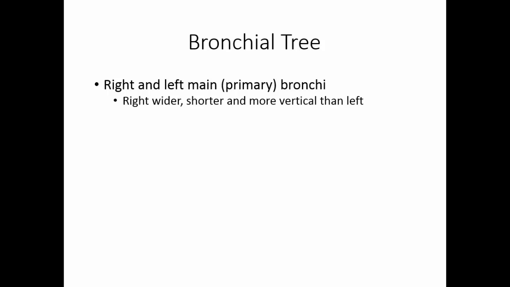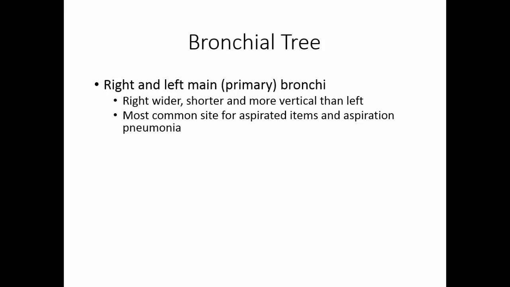The bronchial tree is so called because the trachea divides into two branches, the right and left bronchi. These are the primary bronchi. The right bronchus is wider, shorter, and more vertical than the left. This means that anything that's aspirated into the respiratory system is much more likely to end up in the right lung than in the left. This is true for items as well as fluids that may be aspirated that will cause aspiration pneumonia.